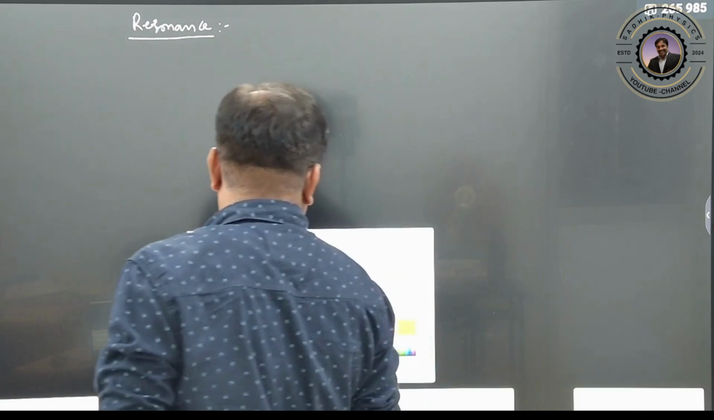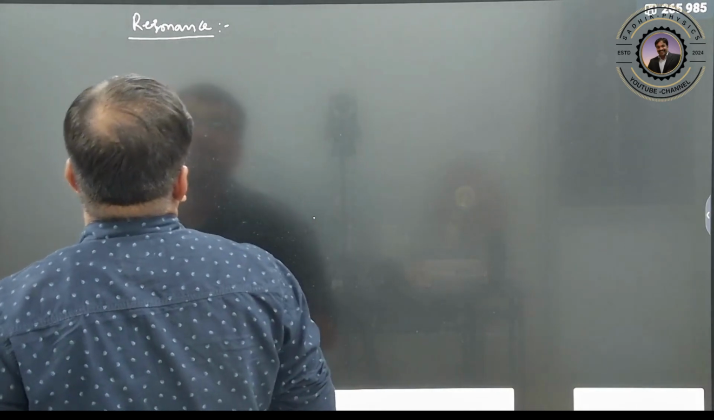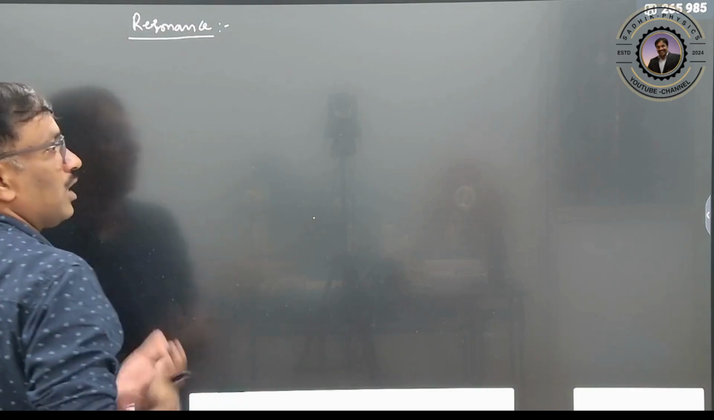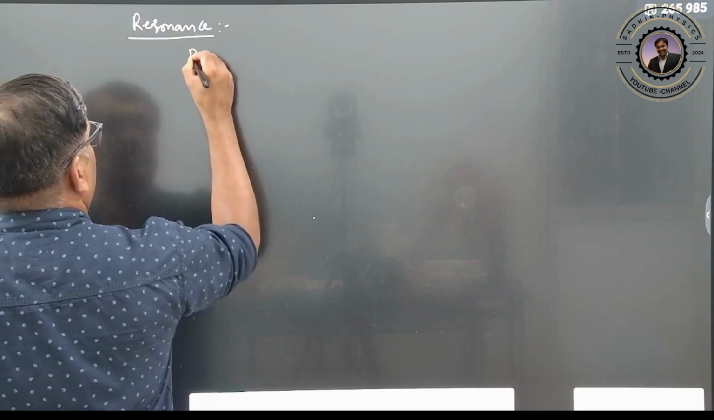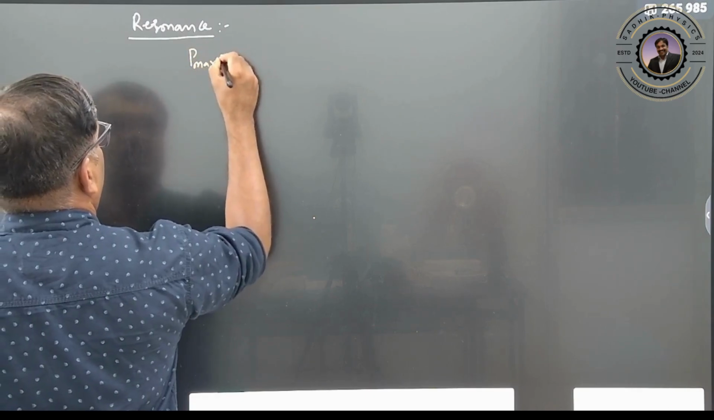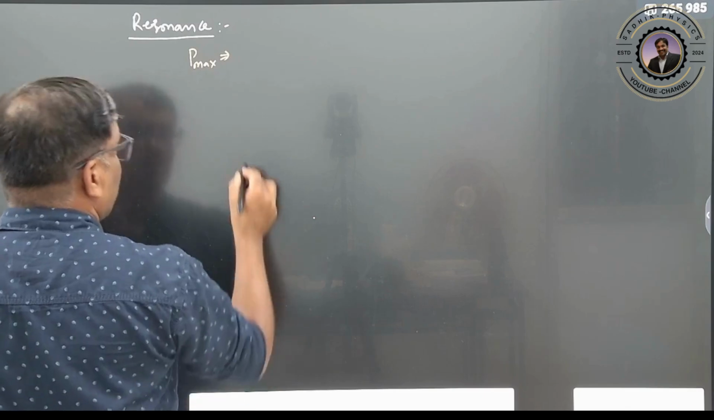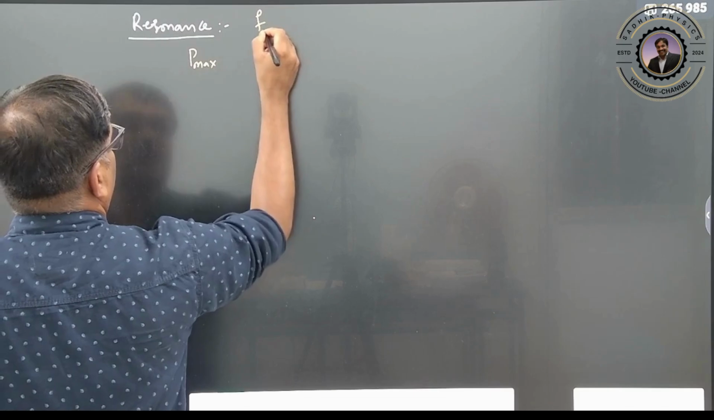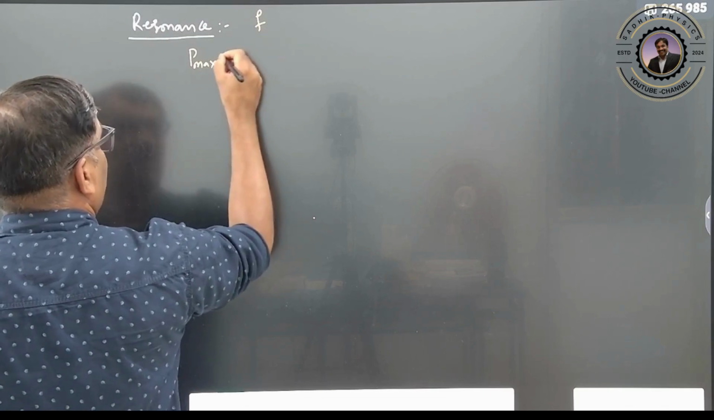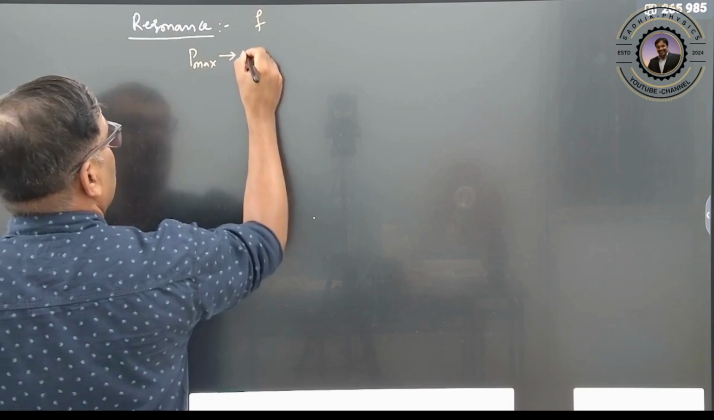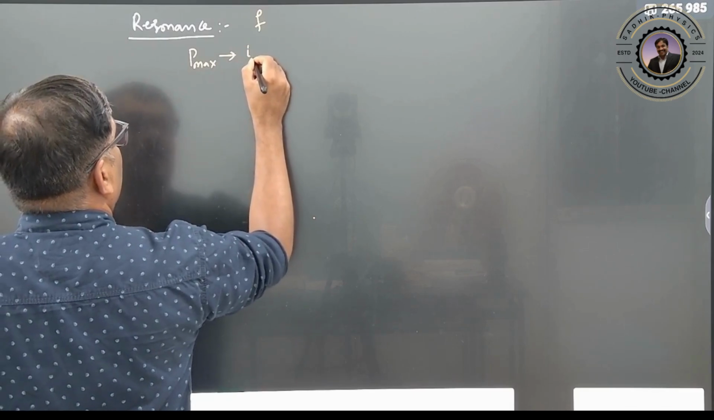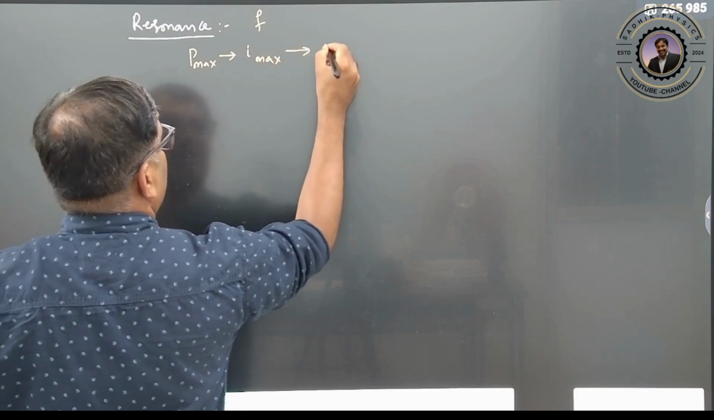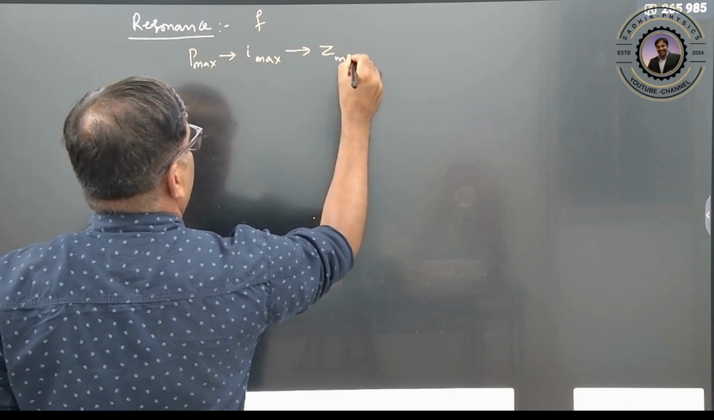At resonance, the maximum amount of energy transmission takes place. That is, the power will be maximum at this point. We are changing the frequency, and at a certain frequency, the resonating frequency, the power is maximum. Power maximum means the current should be maximum. Current maximum means Z should be minimum.